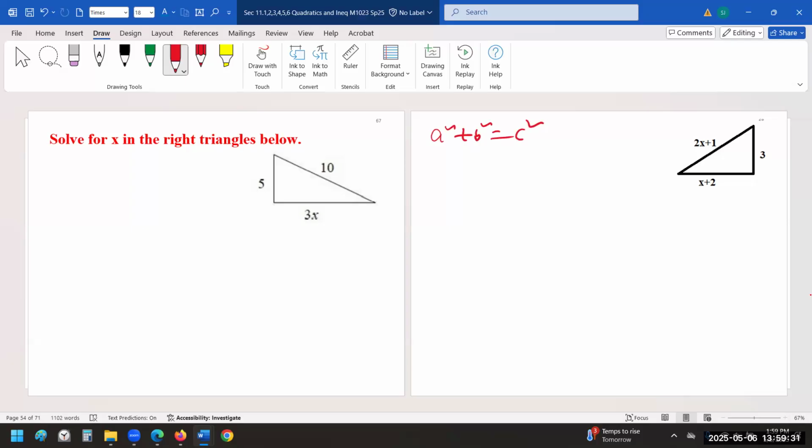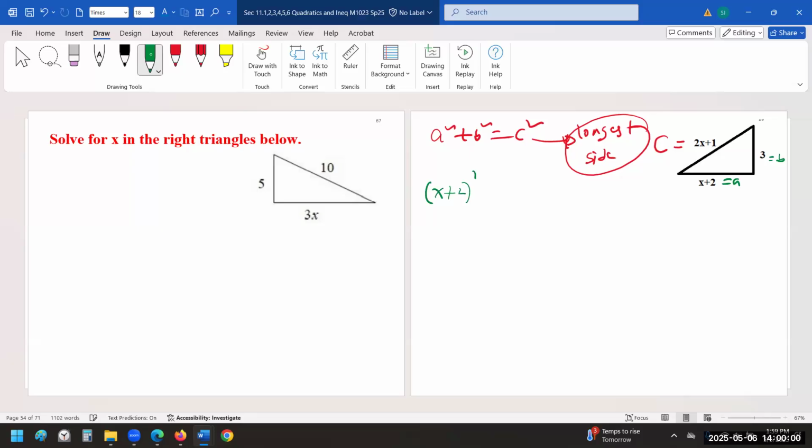What is C? C means what? Good. So C is always the longest side, always. A, B doesn't matter, but C has to be the hypotenuse, the longest side. So let's say this is A and this is B.